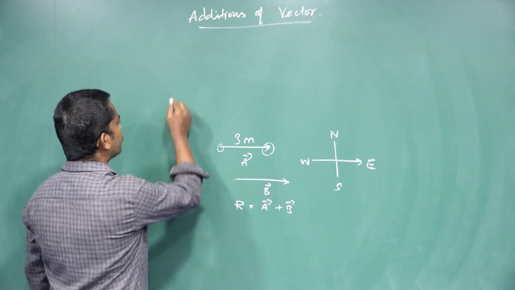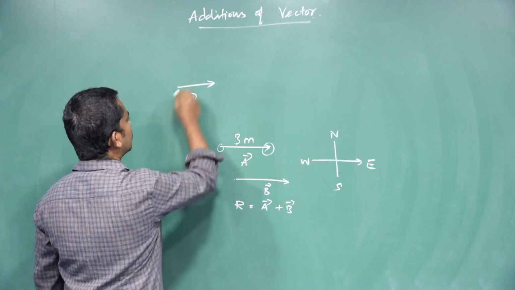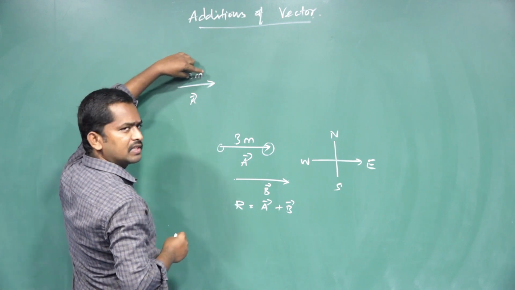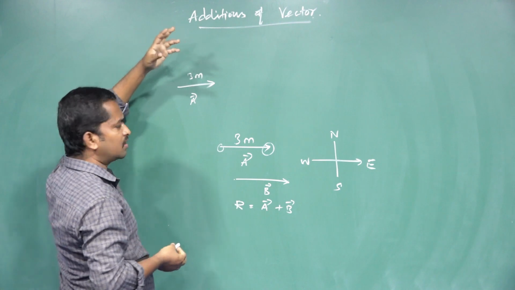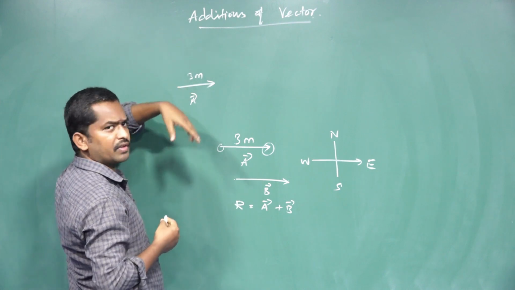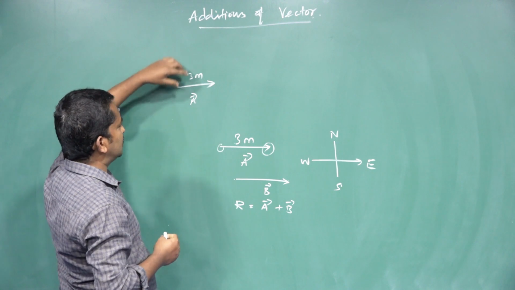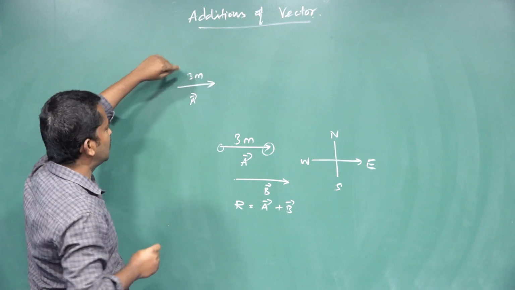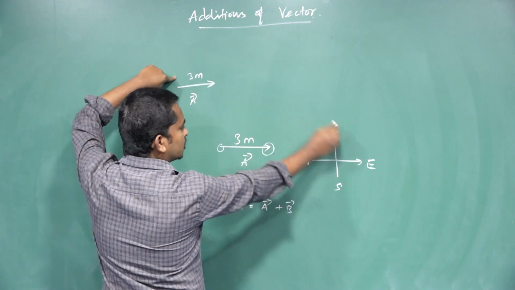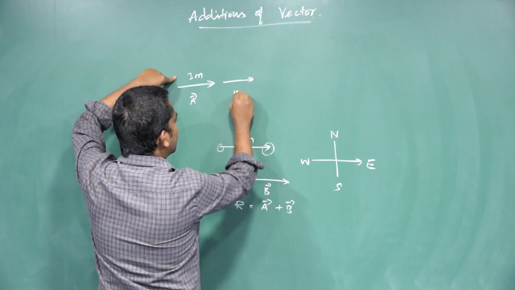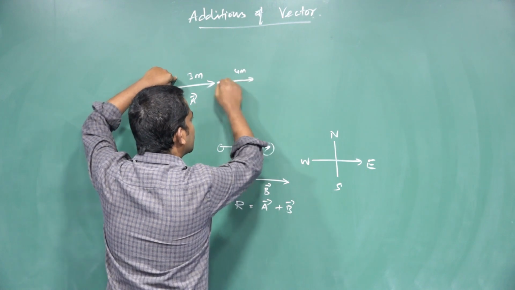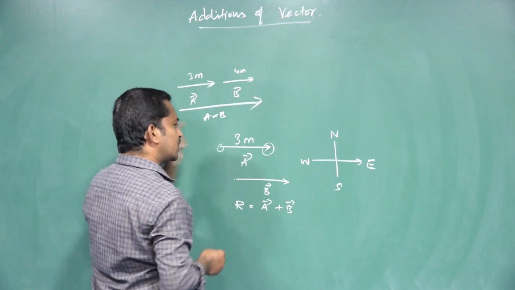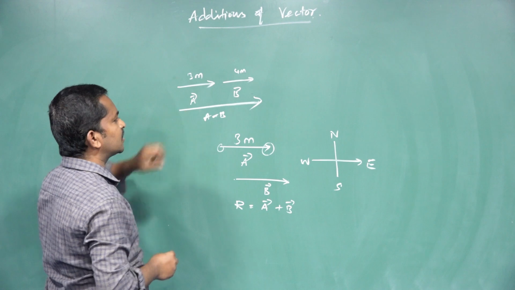For example, another one. This is A vector, 3 meter. The vector indicates displacement. That's why I want to take this 3 meter. Any one of the vector quantities, just in this example, I will take only displacement. So this is 3 meter in the east direction. Another one, B vector, is 4 meter, also in the east direction. The resultant vector is A plus B along the east direction. This is the resultant vector.